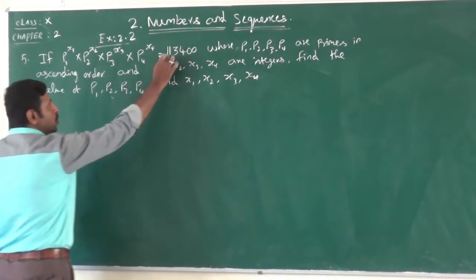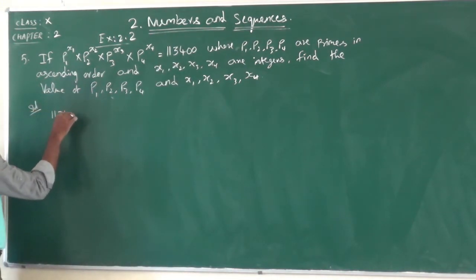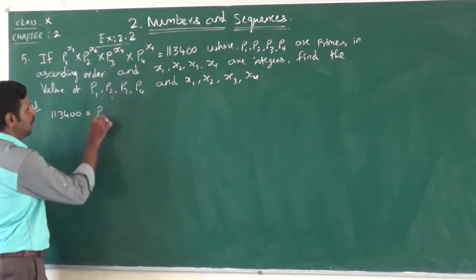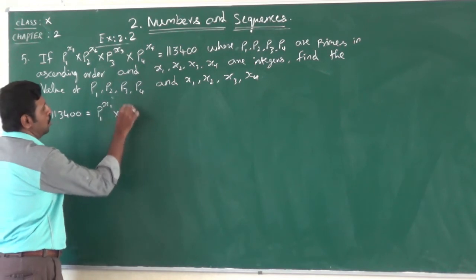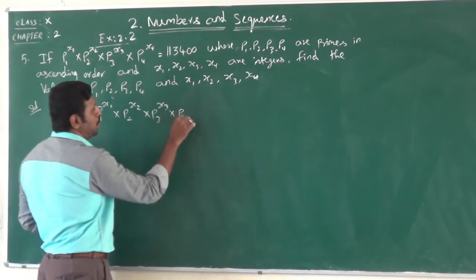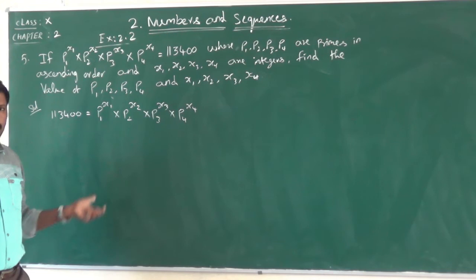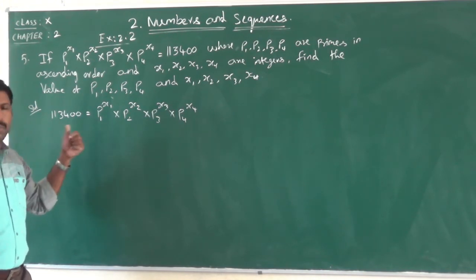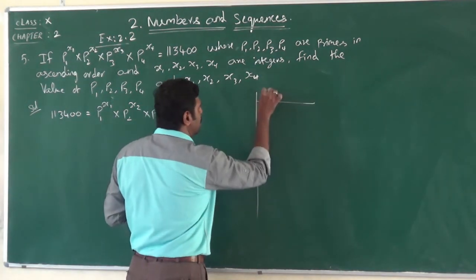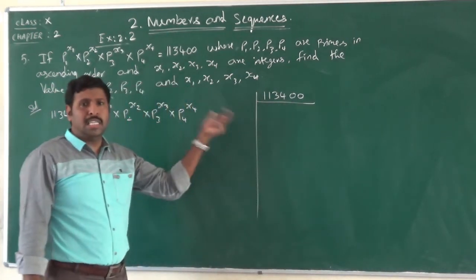So the given term is 113400, right? Solution: 113400 is equal to p1 power x1 into p2 power x2 into p3 power x3 into p4 power x4. By using the simple prime factorization method, we can find the value of the prime numbers and integers. Here I take, by using the prime factorization, 113400. So it is clearly an even number, right?